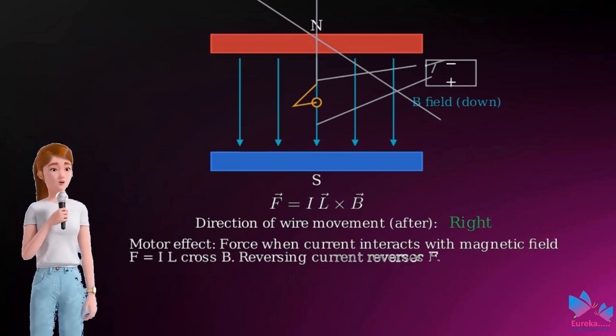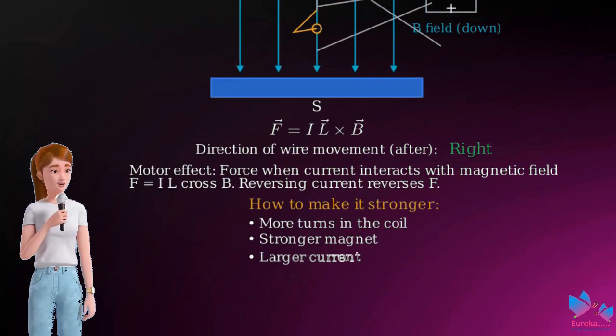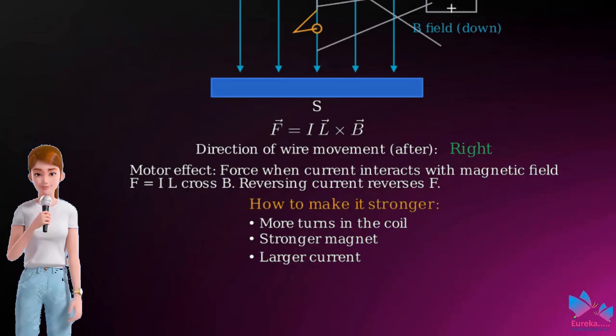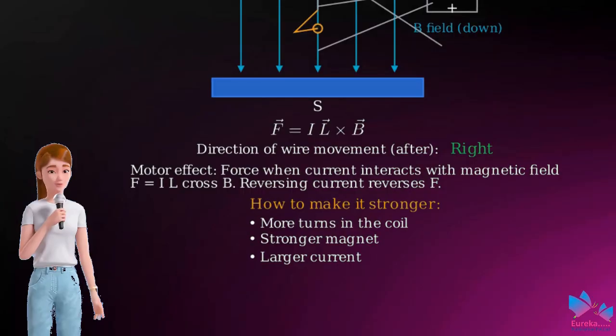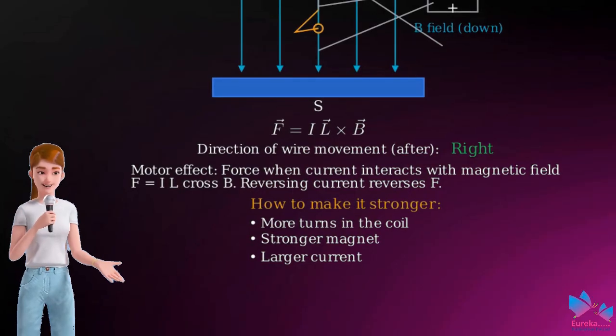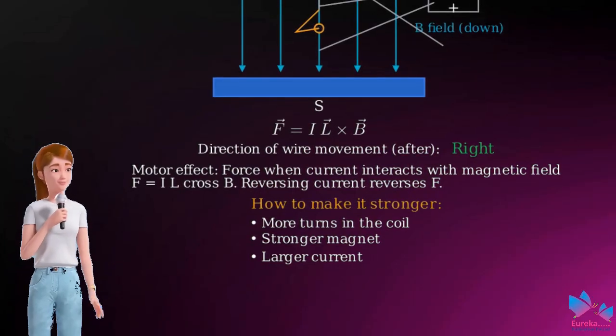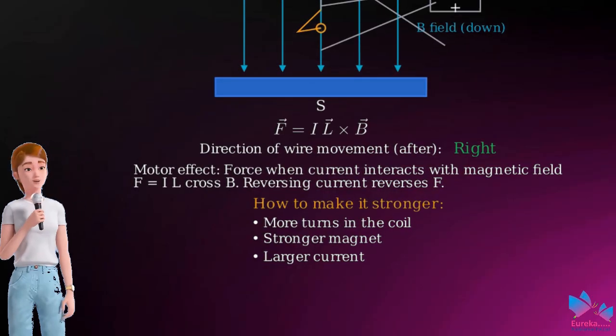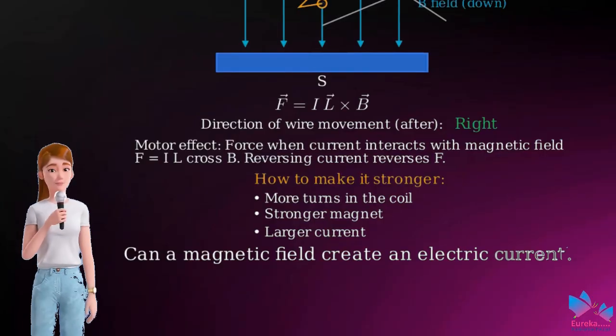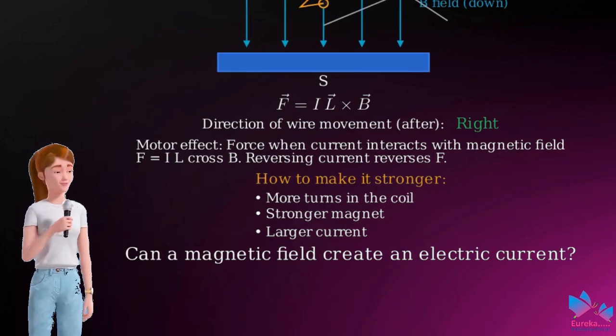Conclusion: the wire moves because a force acts when the magnetic field from the current in the wire interacts with the external magnetic field. Reversing the current reverses the force. To make a motor stronger, increase the number of turns in the coil, use a stronger magnet, or increase the current. Question to think about: can a magnetic field create an electric current?